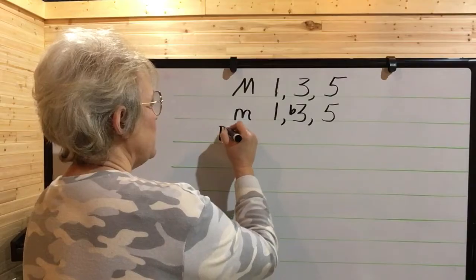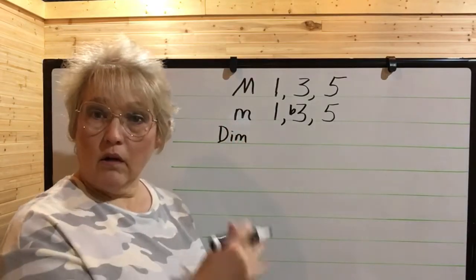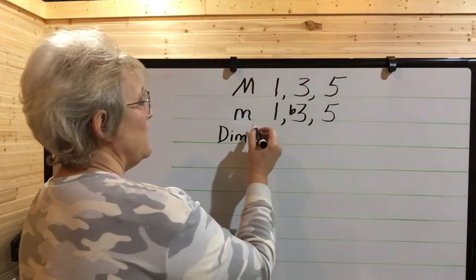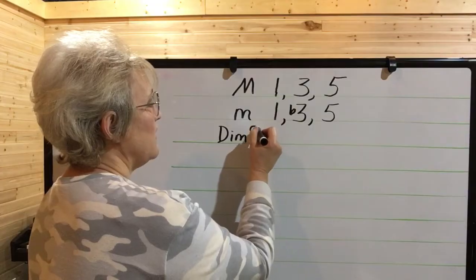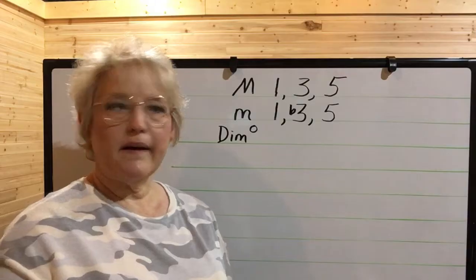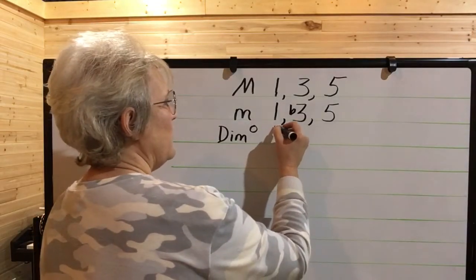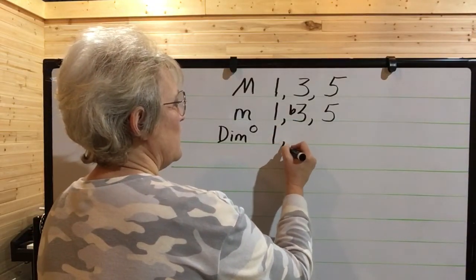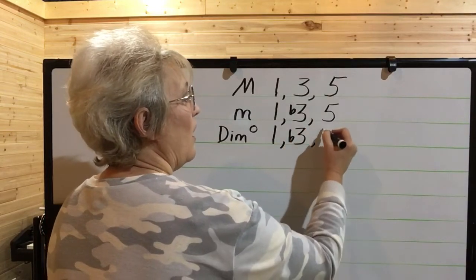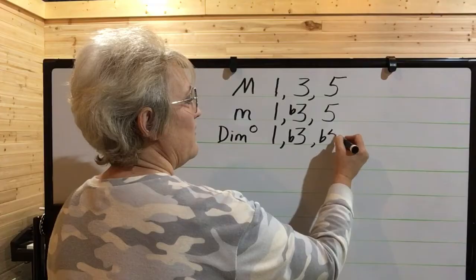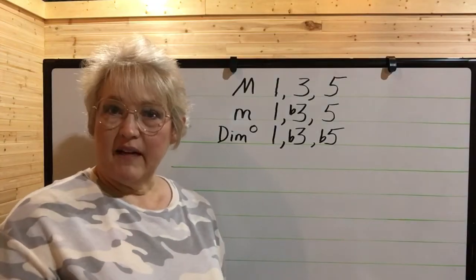Now diminished means to make smaller. And so diminished, sometimes you will see an indication for diminished with a little O or a little circle like that. So diminished is like taking a minor and making it smaller. So we're going to go ahead and flat the middle one. And we're also going to flat the 5. So in the key of C, that's C, E flat, G flat.